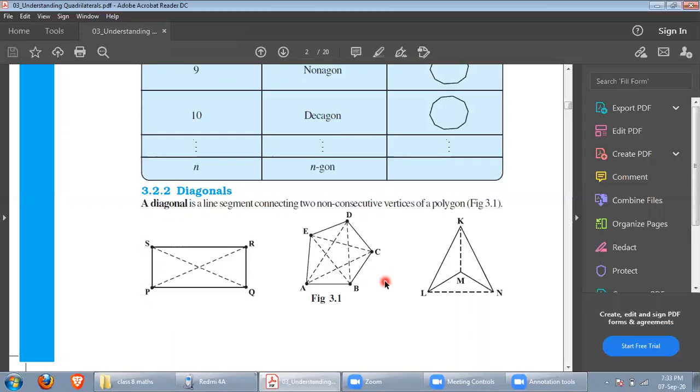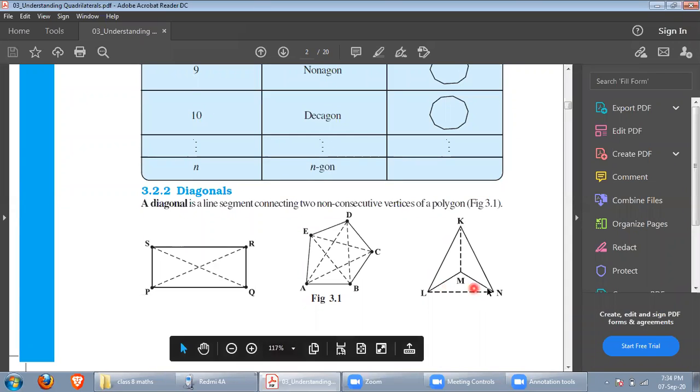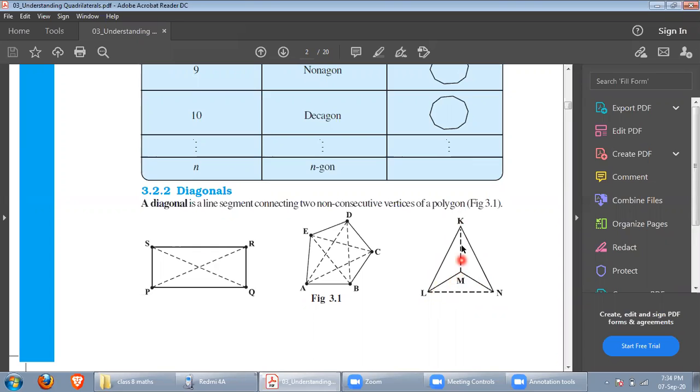Tell me how many diagonals? 5. 5 diagonals. Okay. Now come to this quadrilateral. This is also a quadrilateral. Am I right? Yes. Last time I asked you about this. Okay. This is also a quadrilateral. Correct?